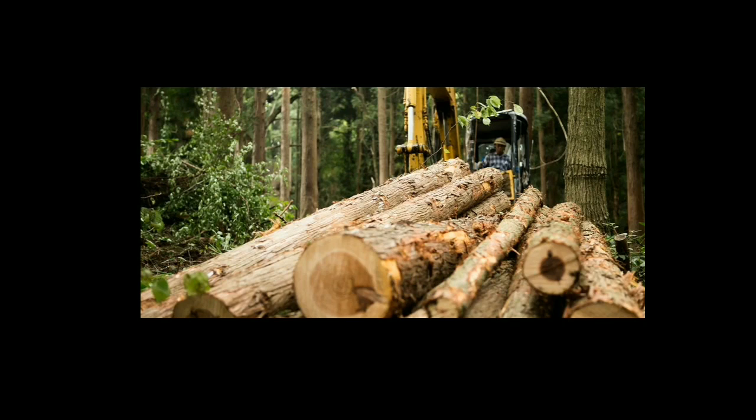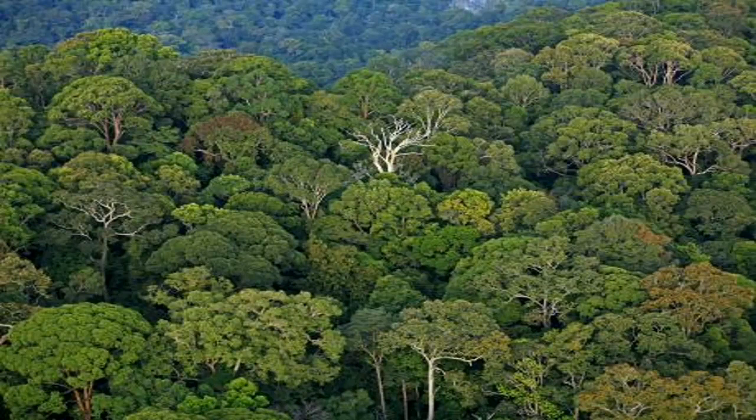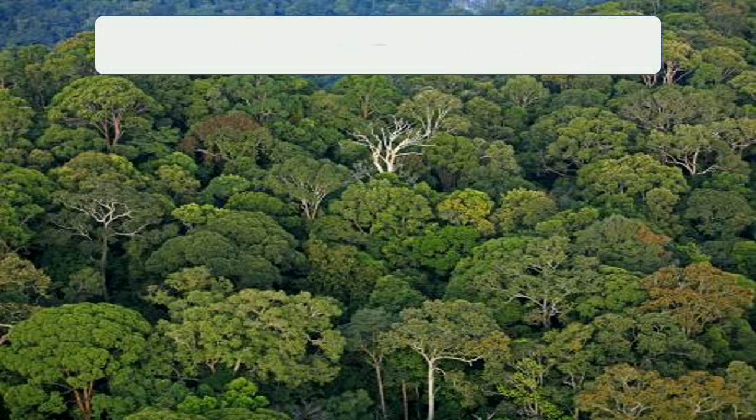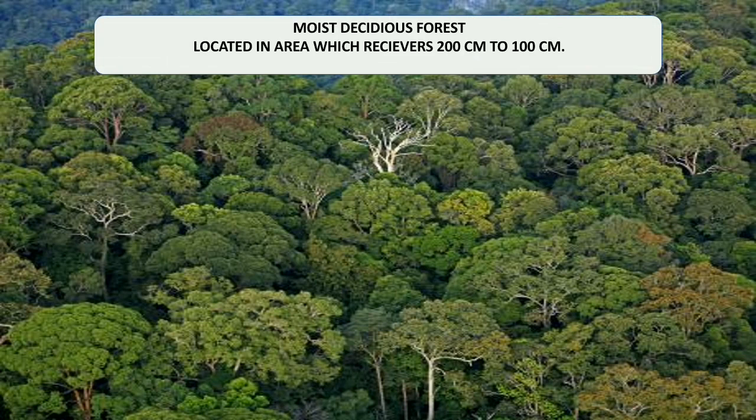Because of the abundance of water, or maybe because of lack of water, these tropical deciduous forests have been divided into two broad categories. One is the moist deciduous forest. We will be looking into the features of the moist deciduous forest.